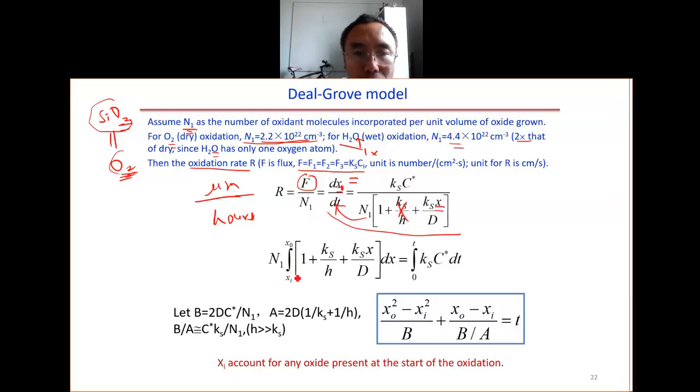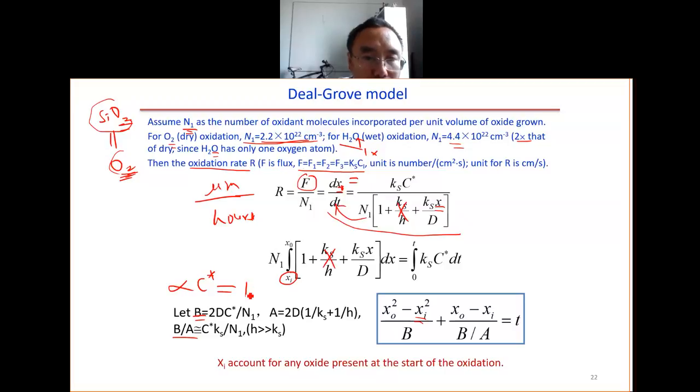Then we do the integration. We have this formula here. So again, we ignore this term. Then we define B equal to 2D C star over N1, B over A equal to C star over ks N1. A is defined by this one. Then finally we do the rearrangement, so we get this equation. So here xi, this value here, accounts for the oxide present at the start of the oxidation process. So here you can see both B and B over A are proportional to C star.